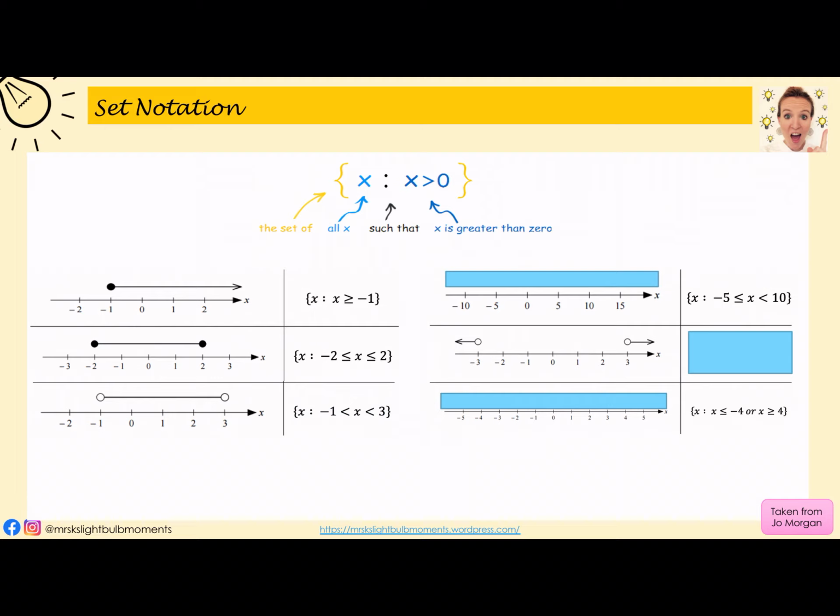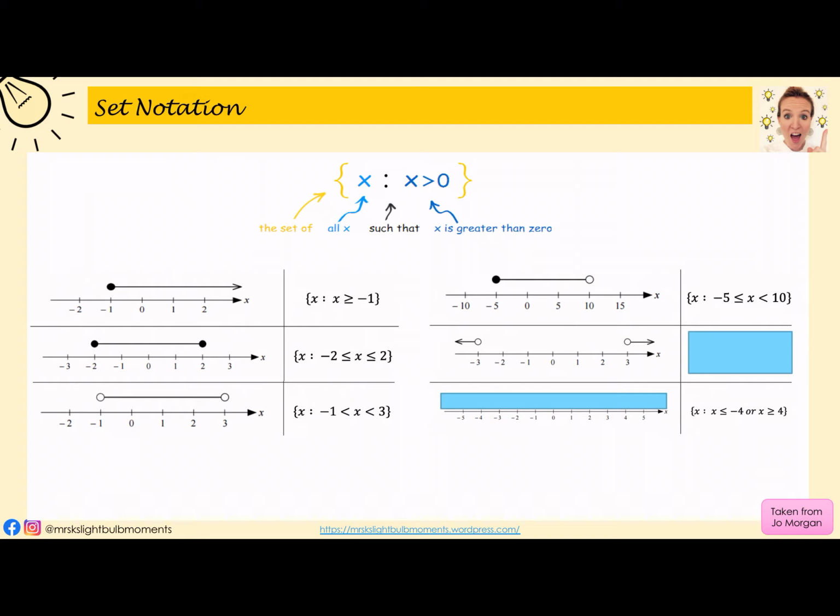So we'll say these ones as and, because it is both of those criteria. When you've got two separate options, two ends, you say or. So the next one, the set of all x such that x is greater than or equal to -5 but less than 10. That's that one there. We've got one closed circle, one open circle.